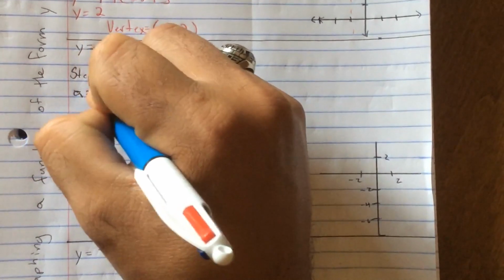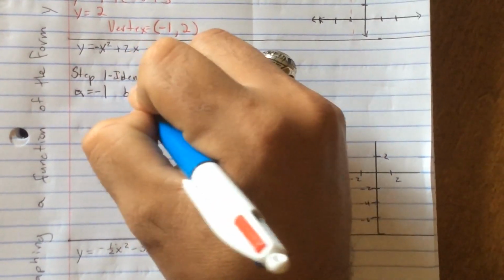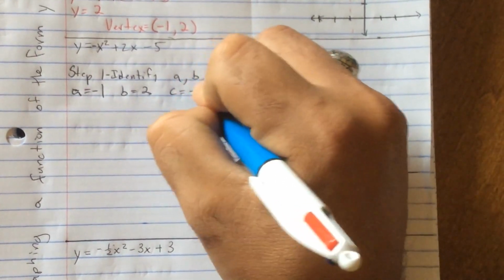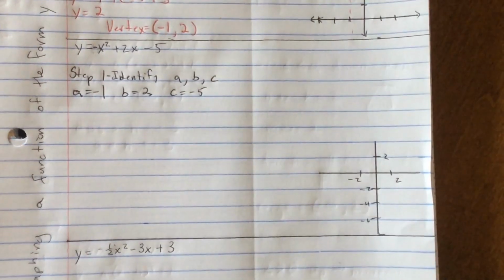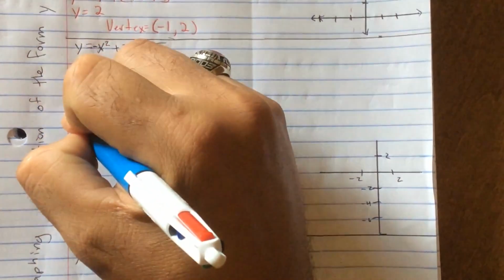For this one, our a is actually negative 1. A is equal to negative 1 because we have a negative in front of the x squared. Our b is equal to 2, and our c is equal to negative 5. All right, so next we're going to go ahead and find our x coordinate, our h.